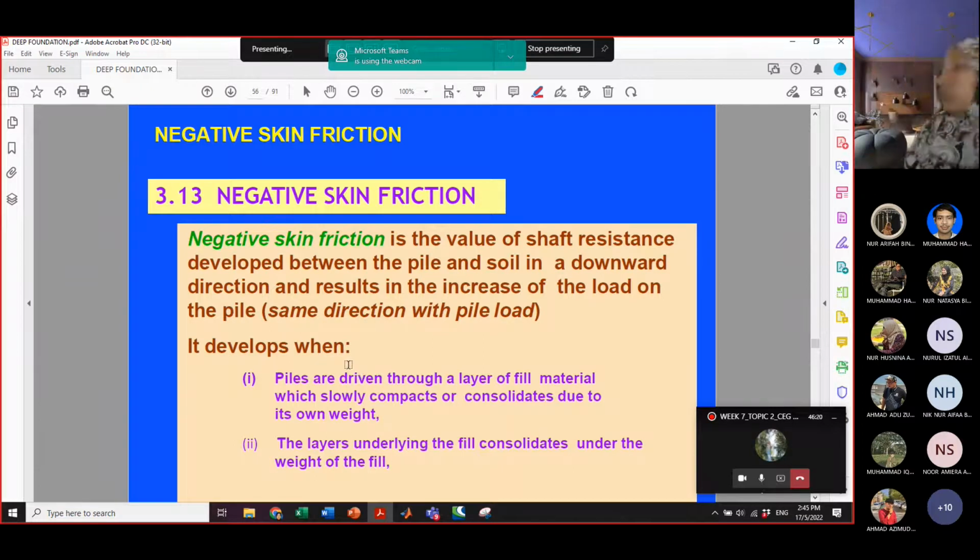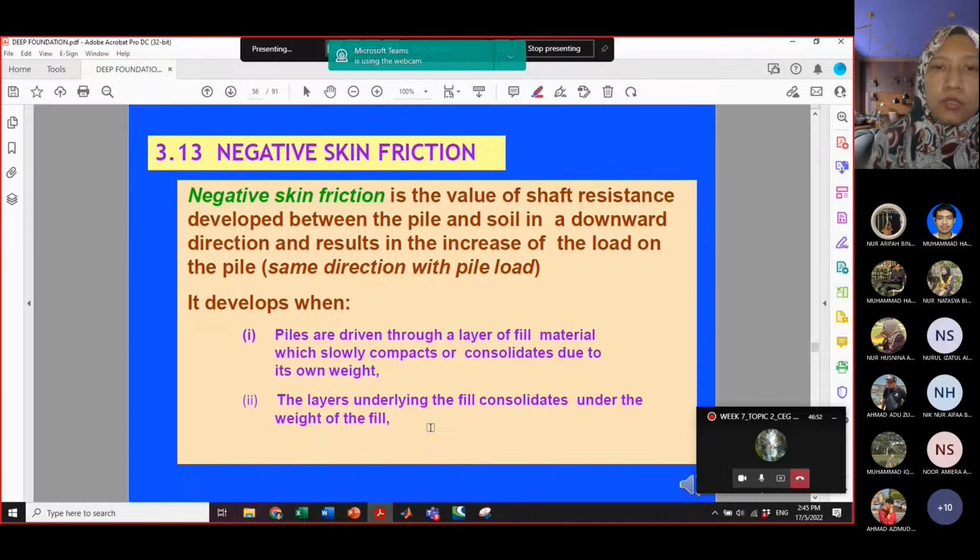Okay, the next one we go to the negative skin frictions. Negative skin friction is a condition where the value of shaft resistance develops between the pile and the soil in a downward direction and results in an increase of the load on the pile. So what happens? The piles are driven through a layer of fill material which slowly compacts or consolidates due to its own weight. Then, the layers underlying the fill consolidate under the weight of the fill.